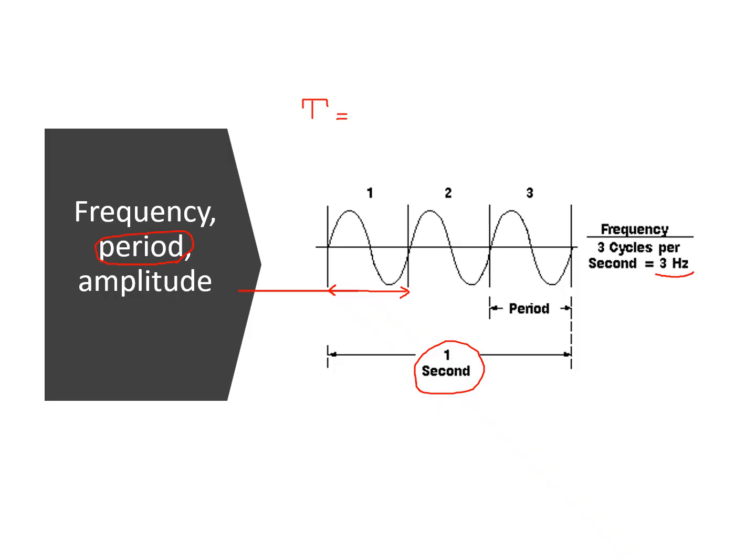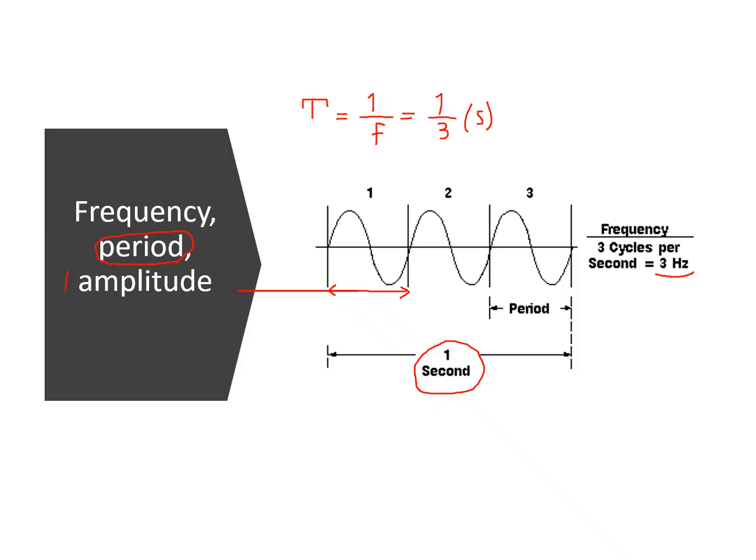We show it with capital T. It's 1/frequency, which we show with F. So if frequency is 3 Hertz, the period is 1/3. And the unit of period, as obviously as it is, is time. So the unit of period is second. So the period of this wave is 1/3 of a second, and the frequency is 3 Hertz.